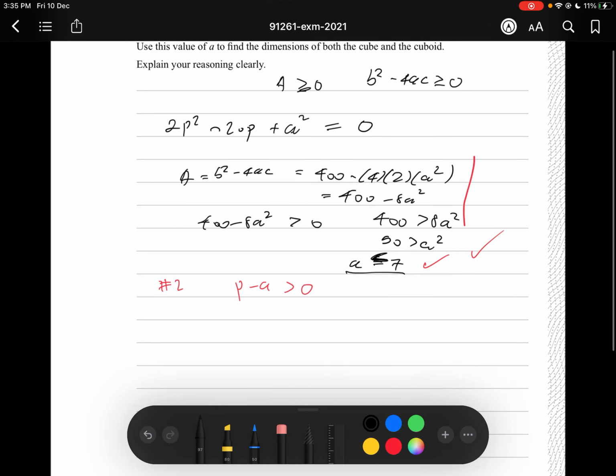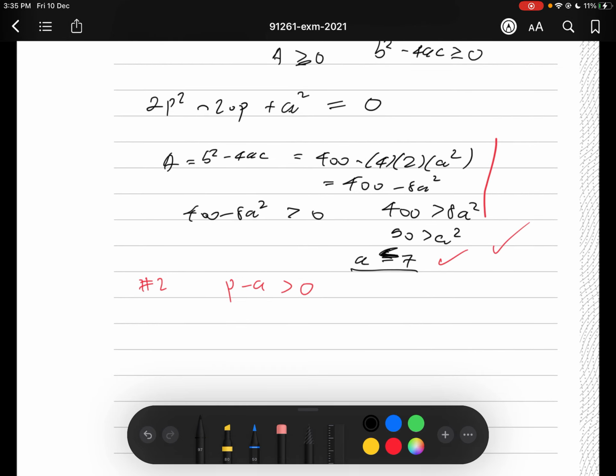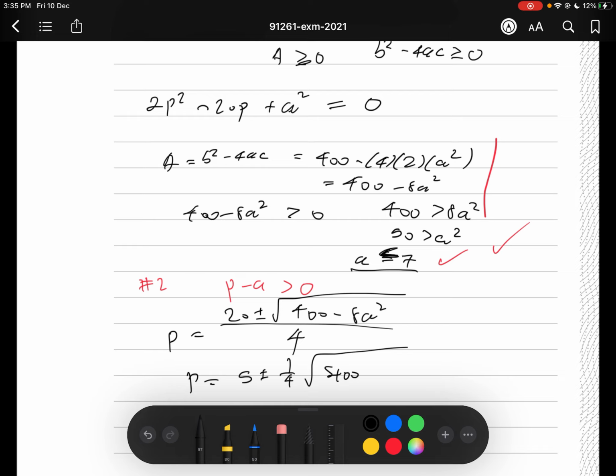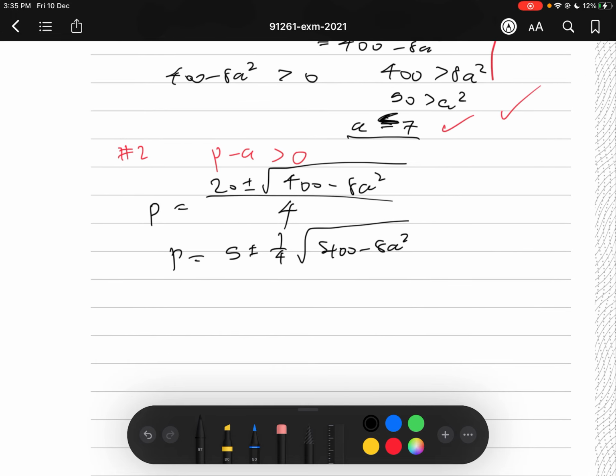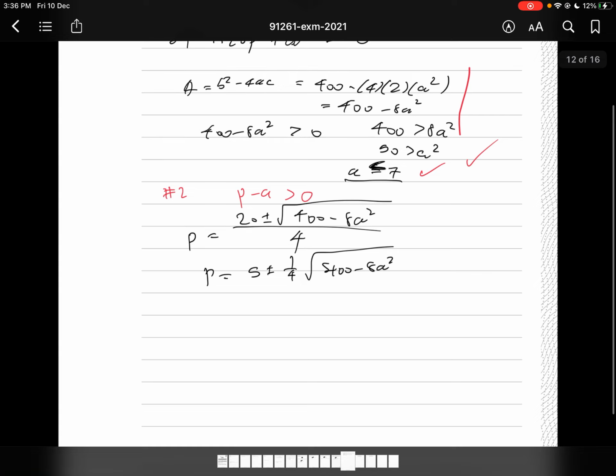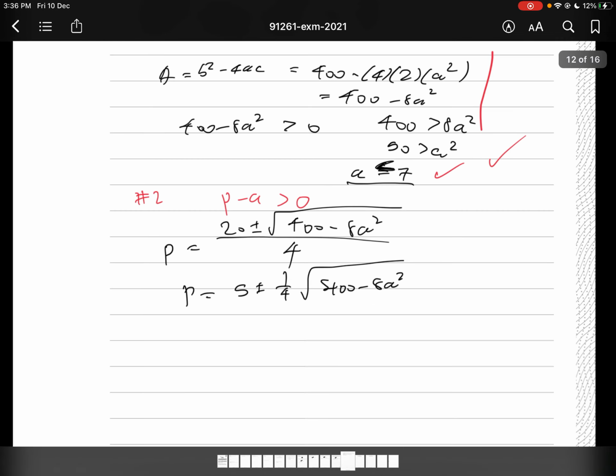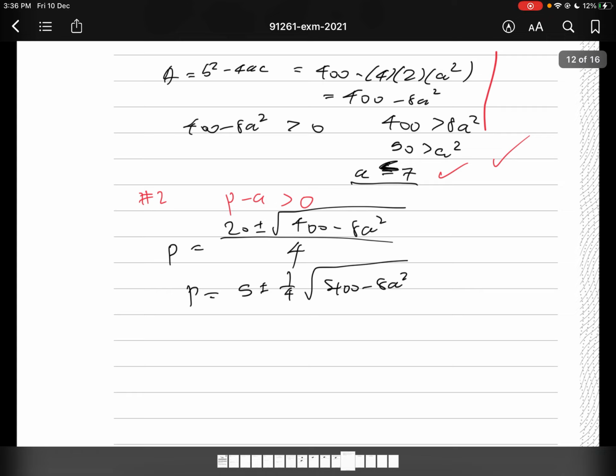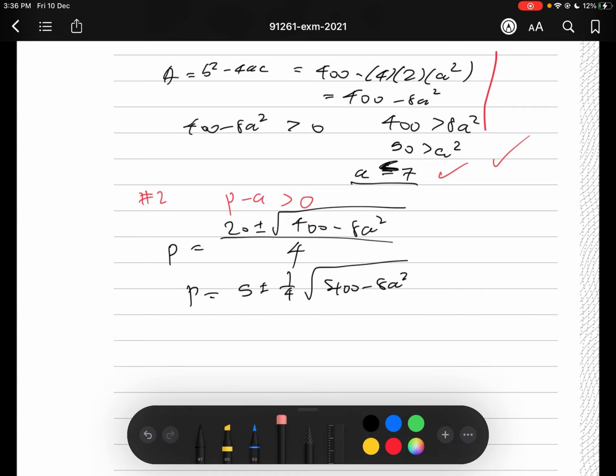We know the expression for p using the quadratic formula. So p is equal to 20 plus or minus the square root of our discriminant, which was 400 minus 8a squared, all over 4. So p equals 5 plus or minus 1 over 4 square root of 400 minus 8a squared. In this case, I've talked myself into a circle. So we have p minus a must be greater than 0, with p equal to this.